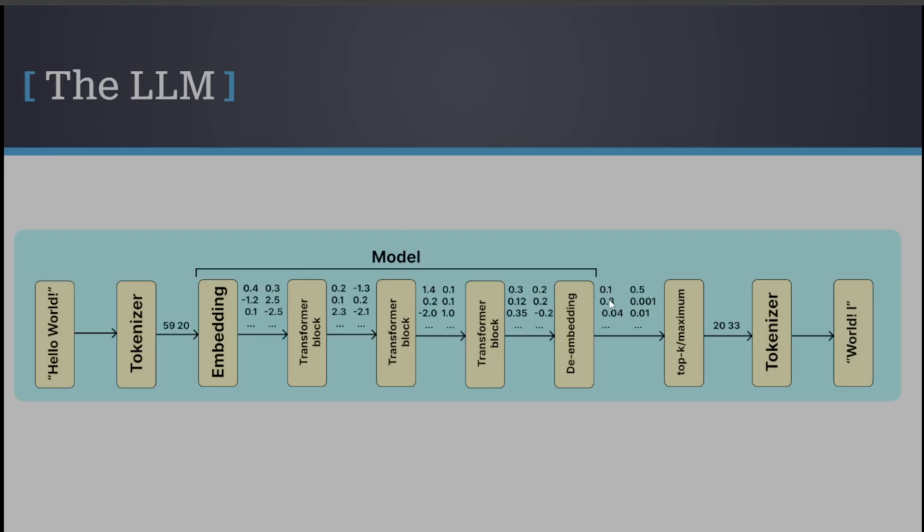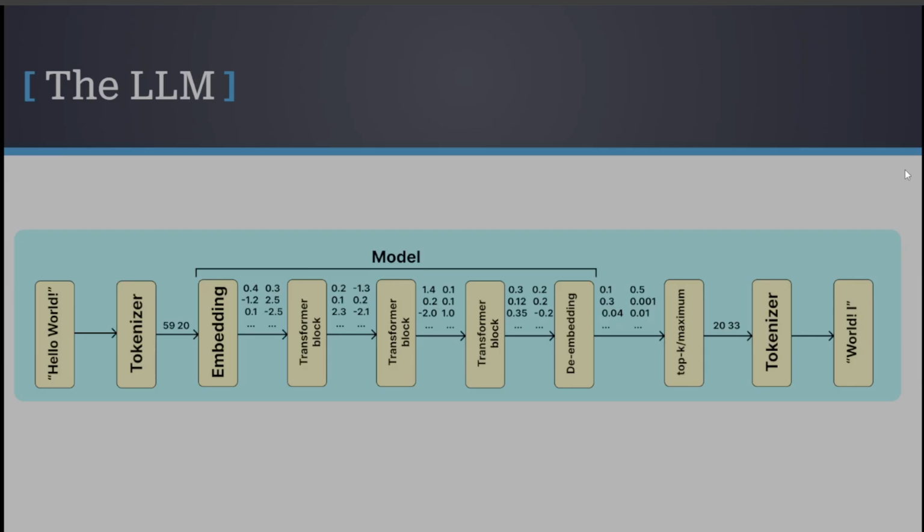For example, here it seems that it's very likely it's this, whatever this is, and here it's this, whatever this is. And then you will do some sampling on top of these numbers, and you will get numbers in the end, in this case 20 and 33, which you will then run through the tokenizer, which will detokenize your numbers into text. So it will take 20, 33 and translate them into world!. This pretty much is how every LLM works.